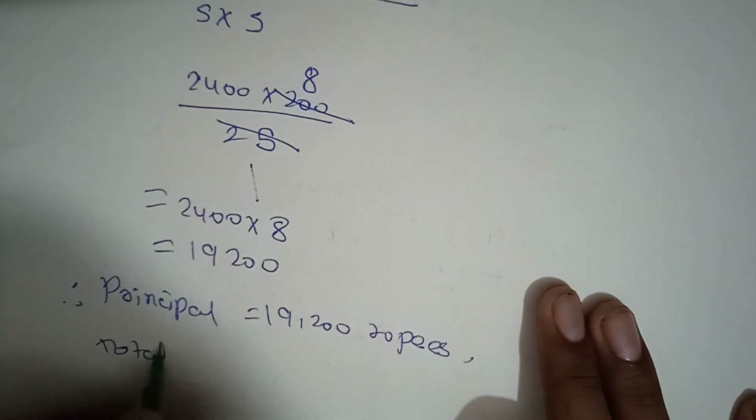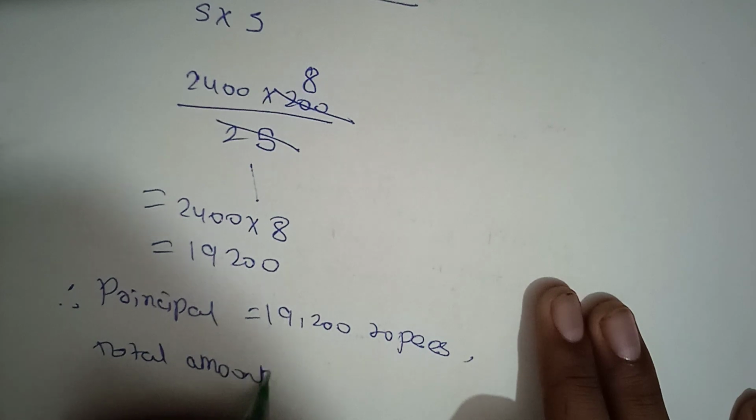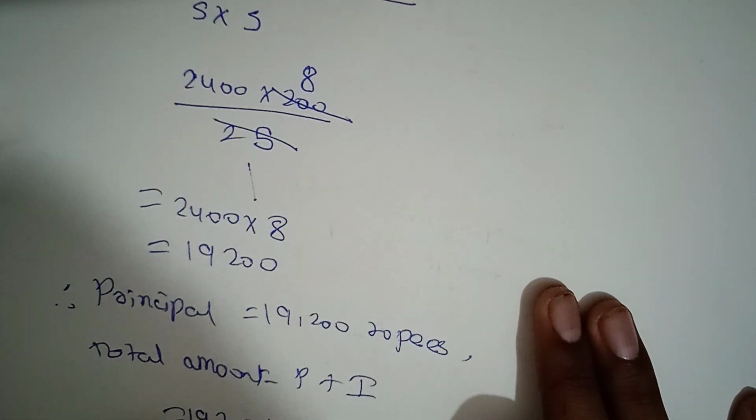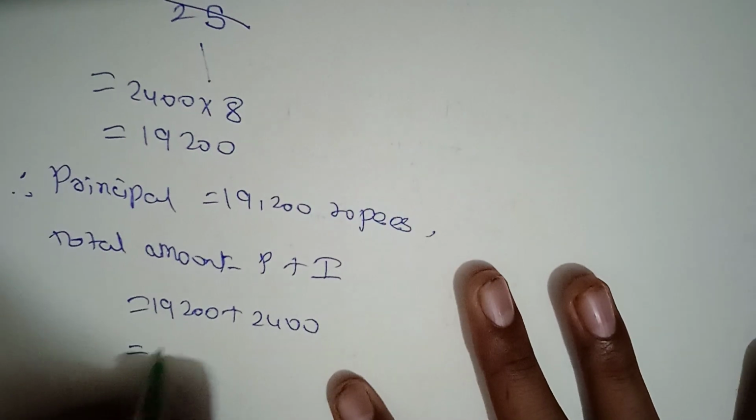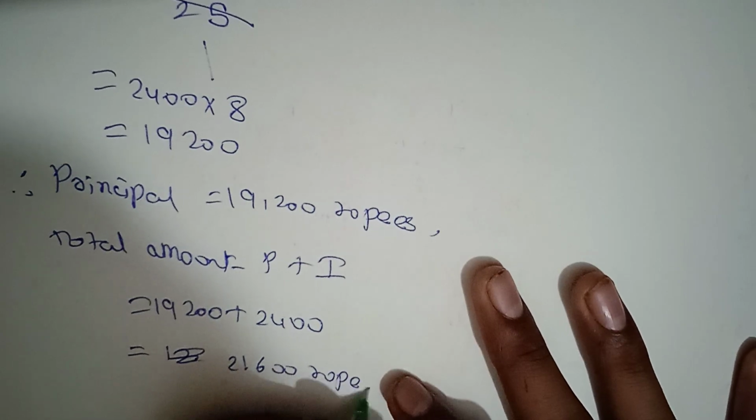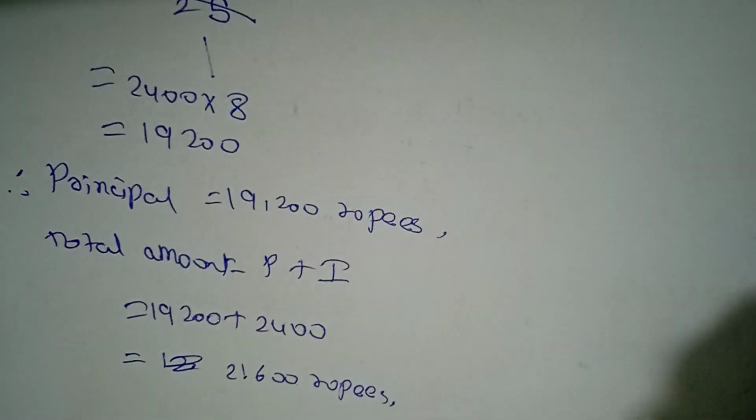Now one more thing, we have to find the total amount. So that's P plus I is equal to 19,200 plus 2,400 is equal to 21,600 rupees. Okay, I hope you understood all the sums of today.